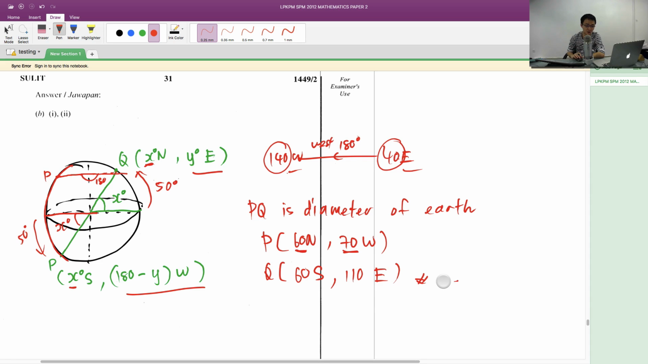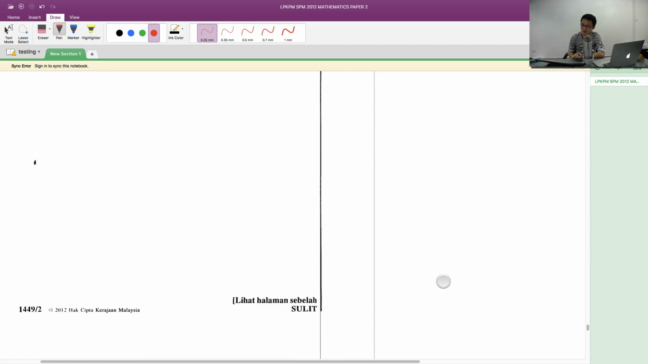Okay, let's go to the second one. If the question says common parallel of latitudes, what does it mean? They have the diameter also. So ugly, my circle. Okay, just ignore the ugliness.